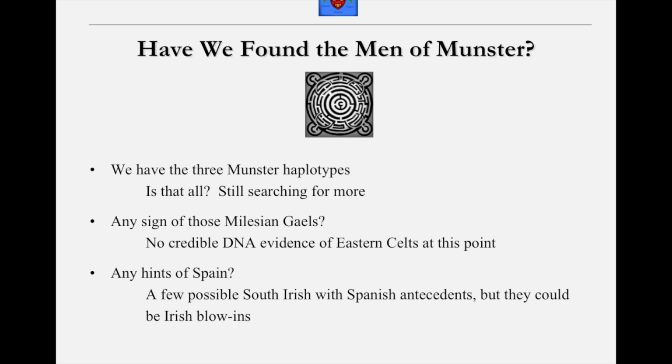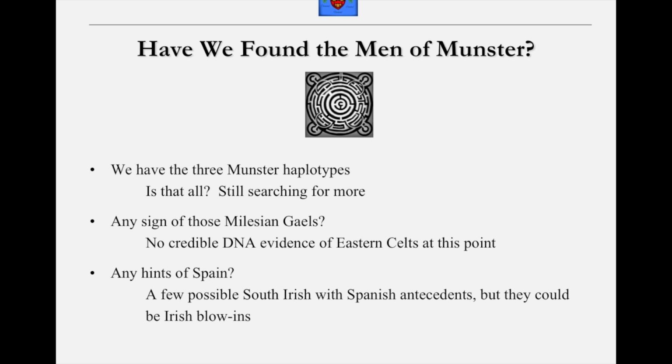Okay. So, have we found the men of Munster? Well, to a degree, we probably have. To a degree, we're still looking. We have the 3 Munster haplotypes. We're still searching for more. Hopefully, in the relatively near future, we'll feel confident enough to identify L144, a segment of it or whatever, that we can add to the list of Munster haplotypes that we're including in our project. Is there any sign of those Milesian Gaels?